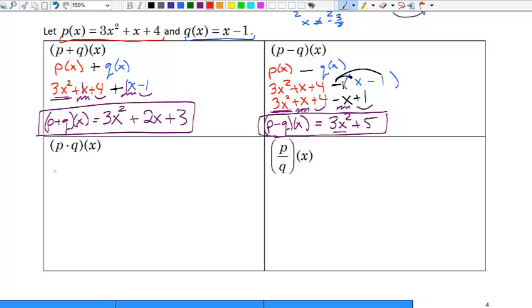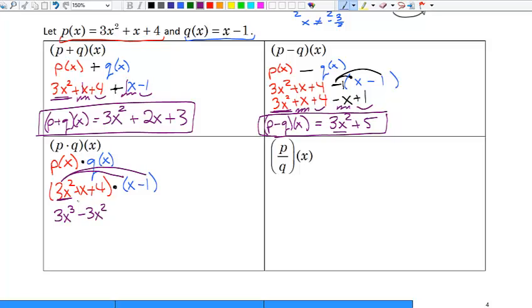Next, I'm going to multiply p times q of x, which by definition is p of x times q of x. So my p of x is 3x squared plus x plus 4 times my q of x, which is x minus 1. Because I'm multiplying the entire function by another entire function, I need to put parentheses around both of those polynomials. I'm going to distribute the 3x squared first, so 3x squared times x is 3x cubed. 3x squared times negative 1 is negative 3x squared.